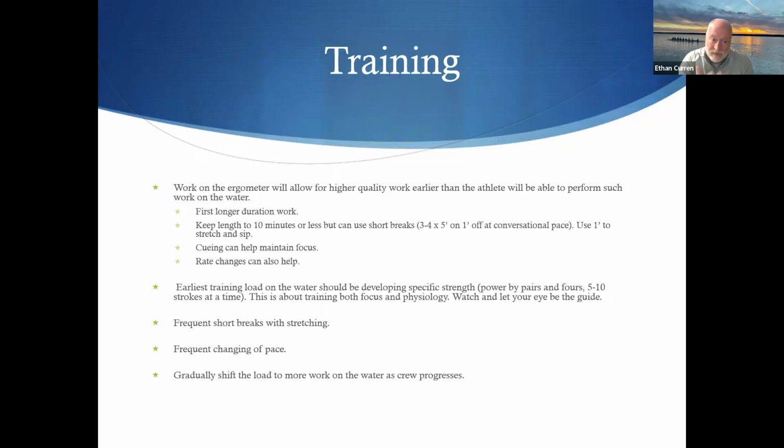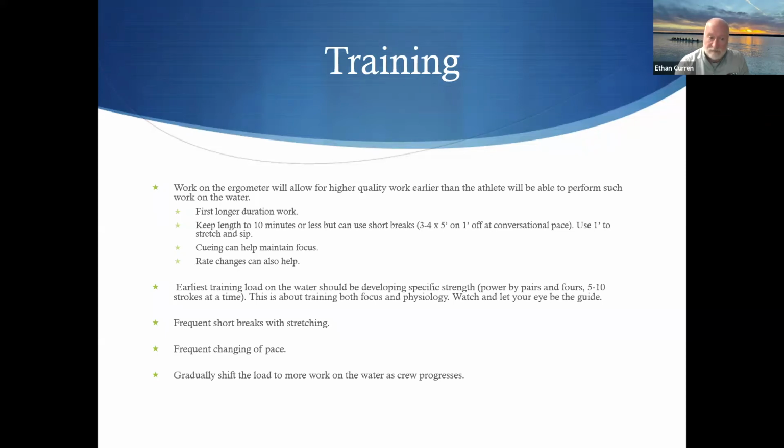And again, work on the ergometer is going to allow for higher quality than it will on the water at this phase anyway, because they don't have good technique. And so this is where your first longer duration work should start to happen. And in general, it's a good idea to keep the length of everything you're doing to 10 minutes or less, but you can use short breaks to refocus.